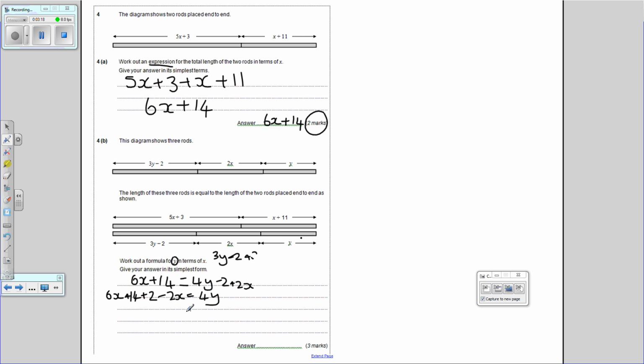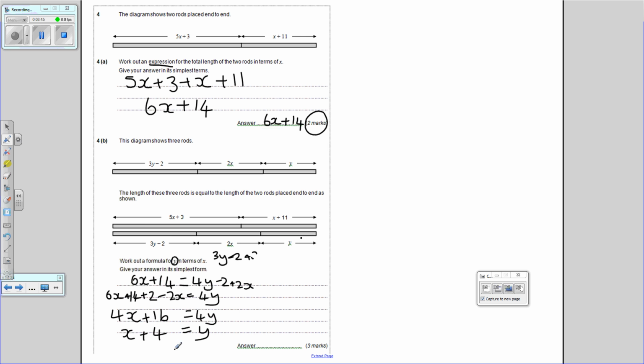But before I do that, I'm going to just tidy it up. I've got 6x minus 2x, that's 4x. And I've got 14 plus 2, that's 16, and I've got 4y. So we're now going to divide everything by 4 so that we just have y. If we divide everything by 4, it's actually quite nice because 4x divided by 4 is x. And 16 divided by 4 is 4.